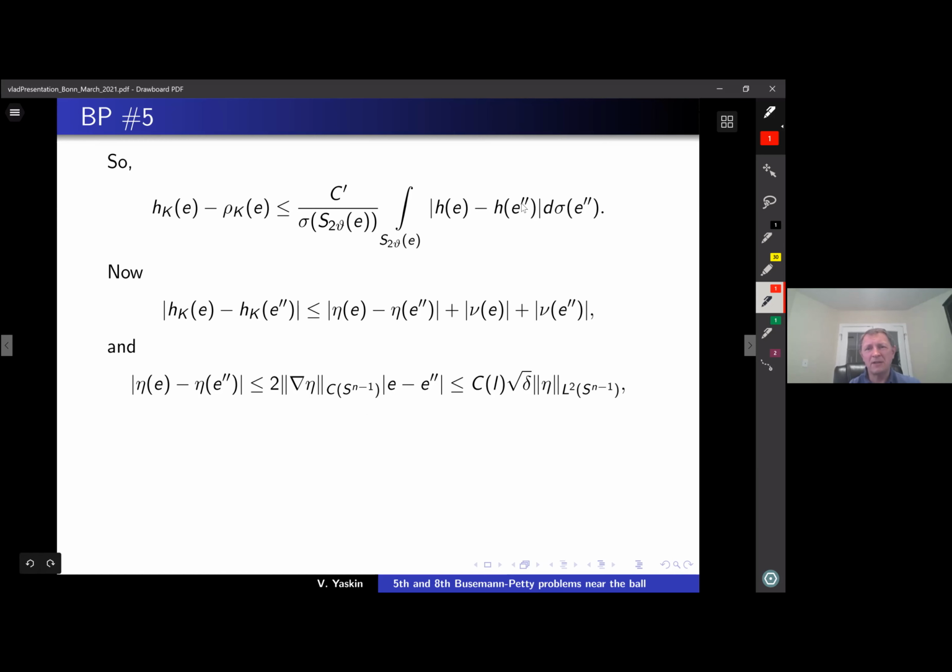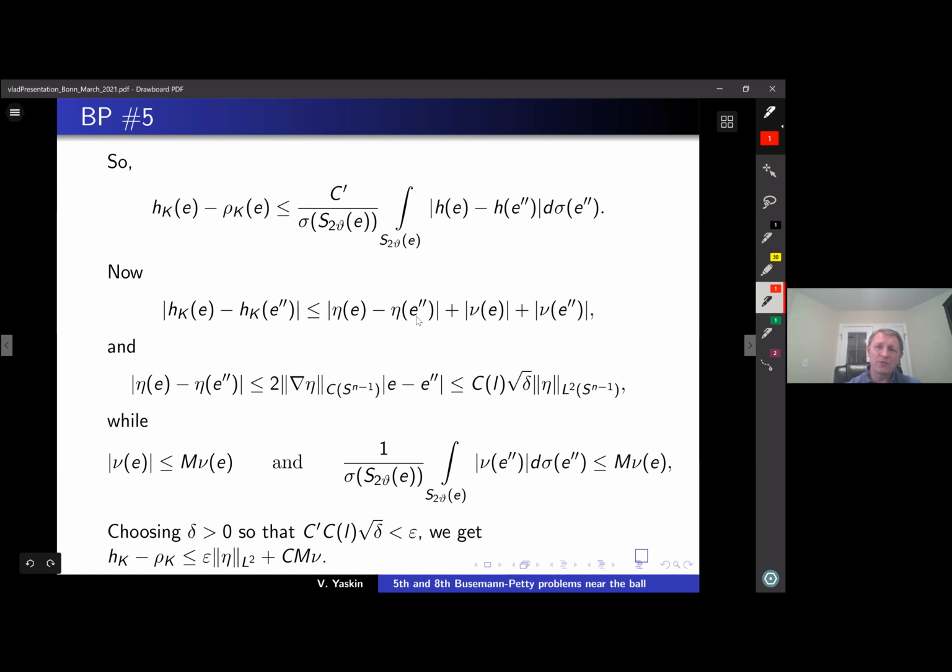E and E double prime are not far from each other. They are bounded by something of the order of root delta. Okay, so this is the first term here. And for these two terms, you can bound them by the maximal function, right? So you can bound this like this, obviously. And then if you integrate this term over this spherical cap, you can bound this by the maximal function of nu at E. Okay?